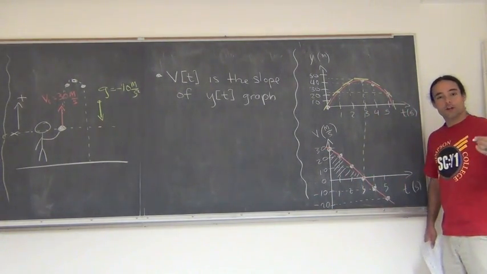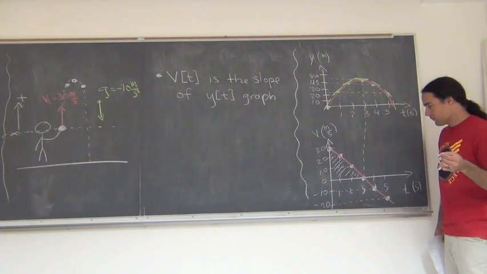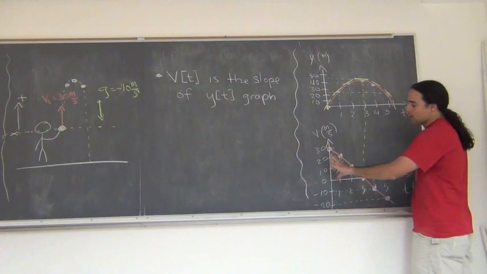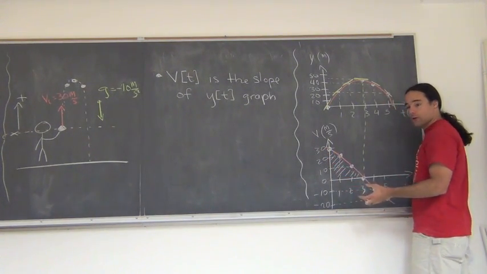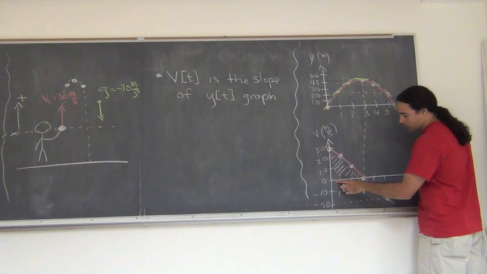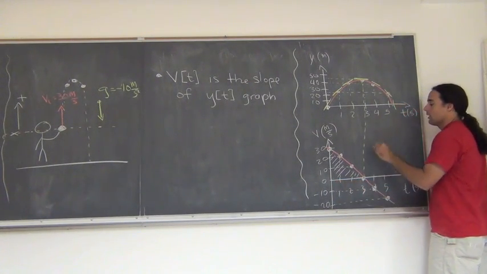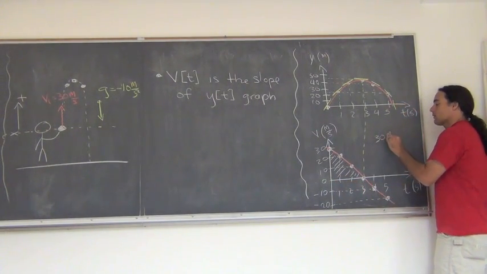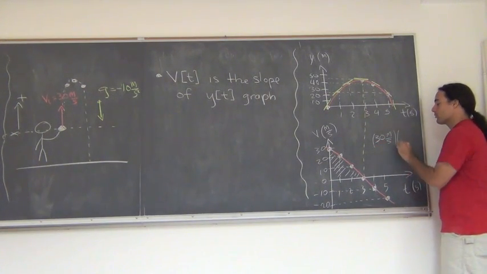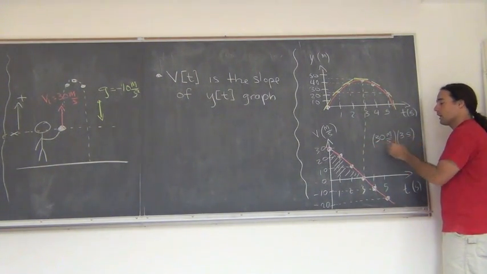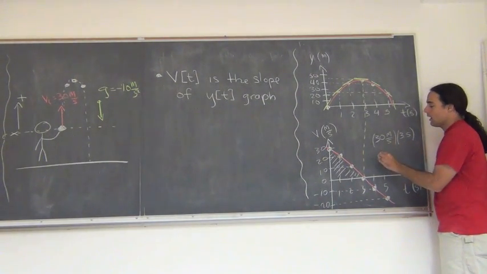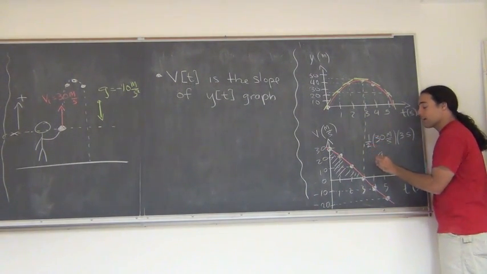That triangle has a certain area underneath it. Area is just 1/2 the base times the height. Well, here my height is 30 meters per second. My base is 3 seconds. So that's 30 meters per second, which is the height, times the base, which is 3 seconds. 30 meters per second times 3 seconds is just 90 meters, but the area is 1/2 that.